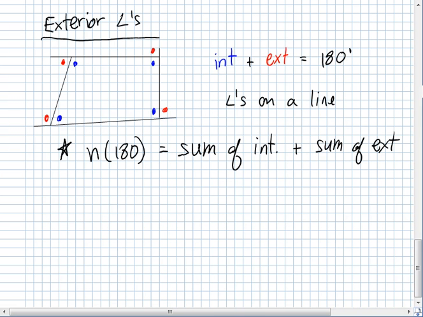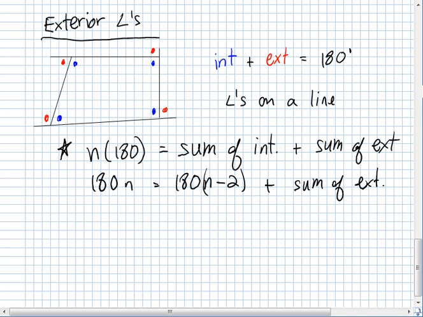Now I'm going to walk you through a little proof of this equation. Don't be too concerned if you can't follow it entirely, but just watch what I do. A little bit of mathemagic coming your way. n times 180 is 180n. The sum of the interior angles, well, we had that equation from last time, right? It's 180 times (n minus 2), and then plus the sum of the exterior angles. Just doing a little bit of substitution.